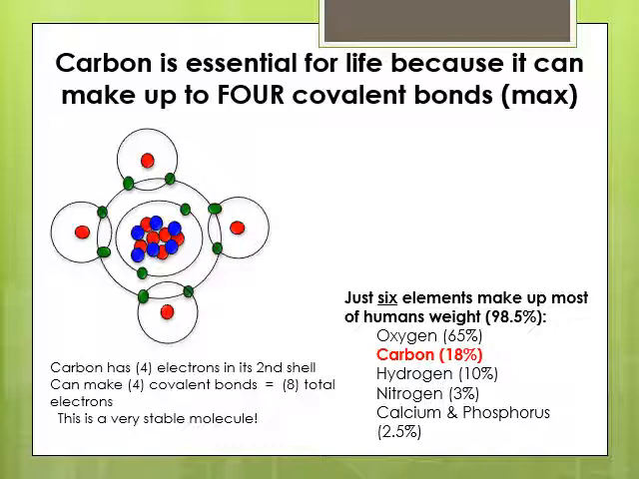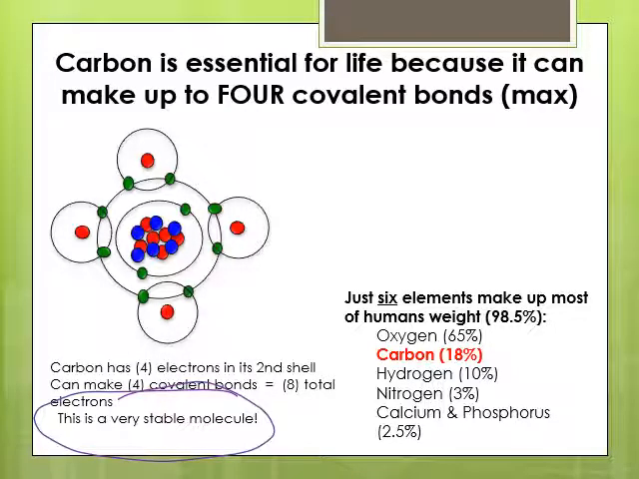But like I said, carbon is the basis for life. It's essential for, or at least for life on Earth. It's essential for life, and it can make up to 4 covalent bonds, which is the max. So it's got 4 electrons in its second shell, which means it can make 4 covalent bonds, a total of 8 electrons. That's super stable, right?